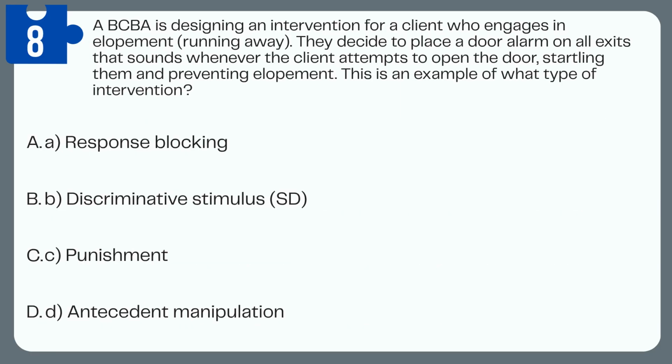Question 8. A BCBA is designing an intervention for a client who engages in elopement, running away. They decide to place a door alarm on all exits that sounds whenever the client attempts to open the door, startling them and preventing elopement. This is an example of what type of intervention? A. Response blocking. B. Discriminative stimulus, SD. C. Punishment. D. Antecedent manipulation.